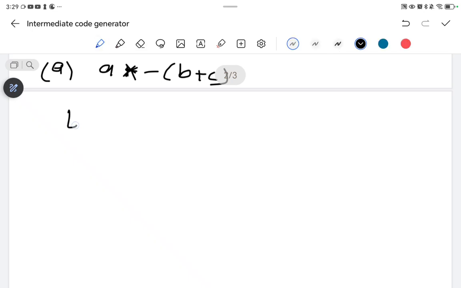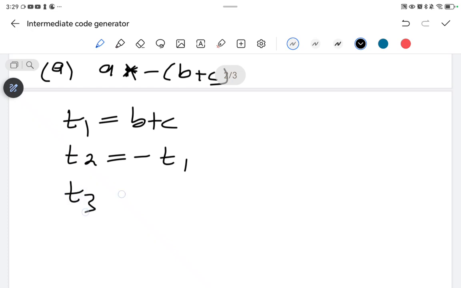that T1 is equal to B plus C. You see, right? And we know that T1 has a negative. So I'm going to say negative T1, which is this. That is a unary assignment. So I'm assigning a negative to that T1 expression, B plus C. Then T3, I come and say A star T2.